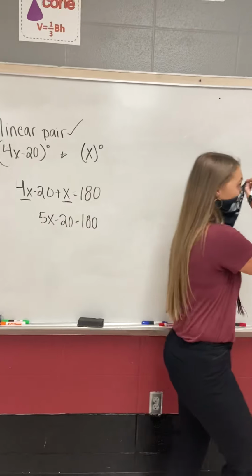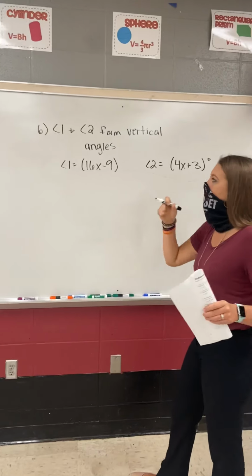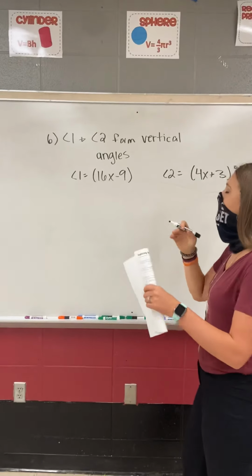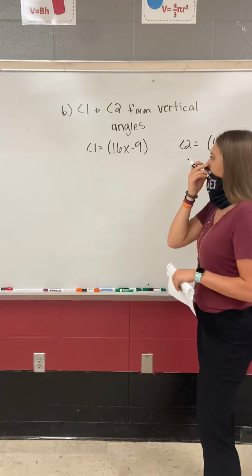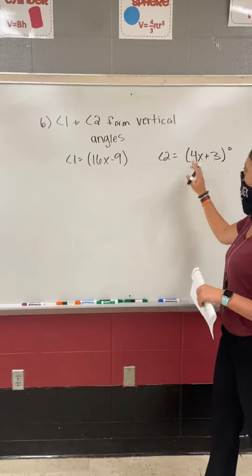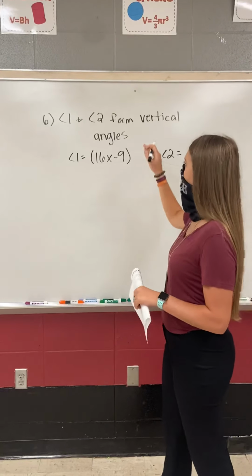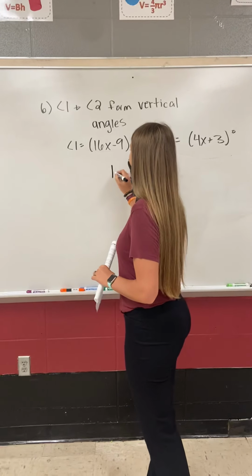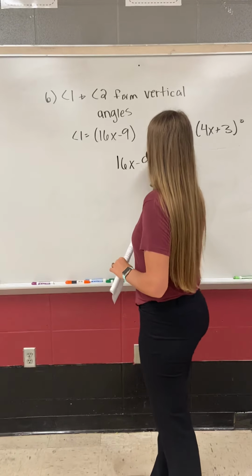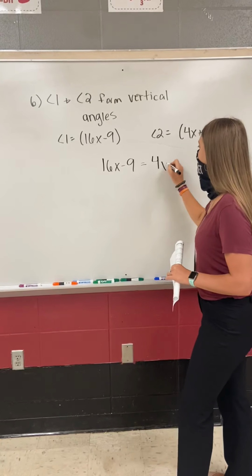Now, on number 6, it says angle 1 and 2 form vertical angles. So what we know about vertical angles is that they're across from each other. They're going to be equal. So this time, instead of setting it equal to 180 or 90, we're going to set it equal to each other because it says forms vertical angles. And you wrote on your sheet that vertical angles are equal to each other. So we're going to have 16x minus 9 equals 4x plus 3.